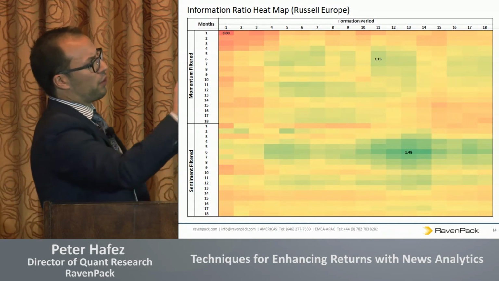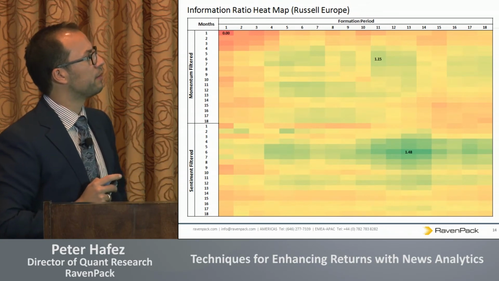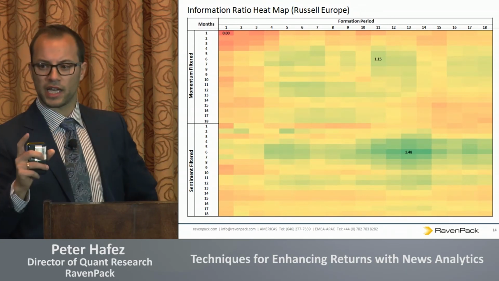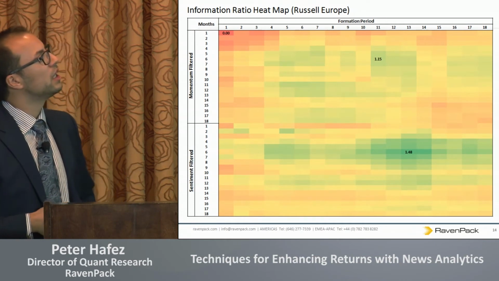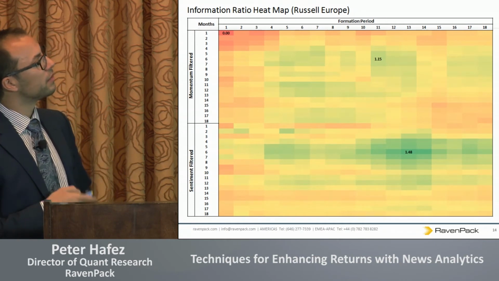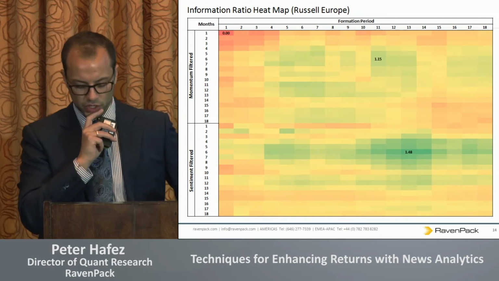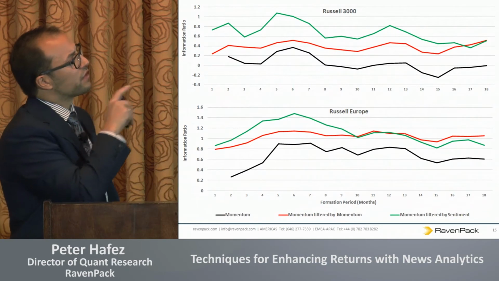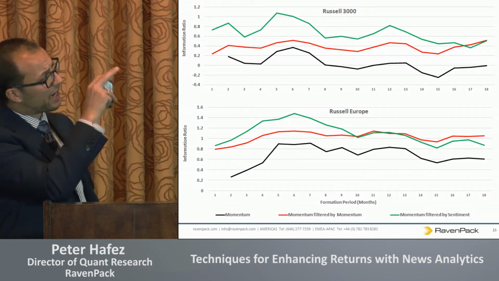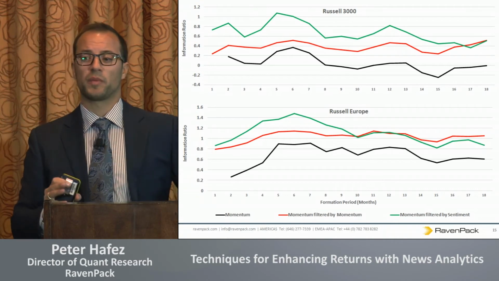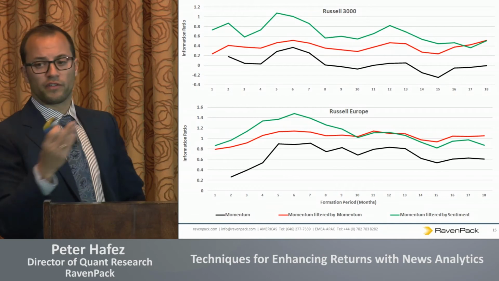Interestingly, we find both for Europe and for the US that the best formation period for momentum itself, the core signal, is about six months. So this is another way of looking at it, actually. Here we have the top, which is the US, and the bottom, which is Europe. The black line is momentum itself, the unfiltered momentum signal, and we look at what information ratio we get for the different formation periods.